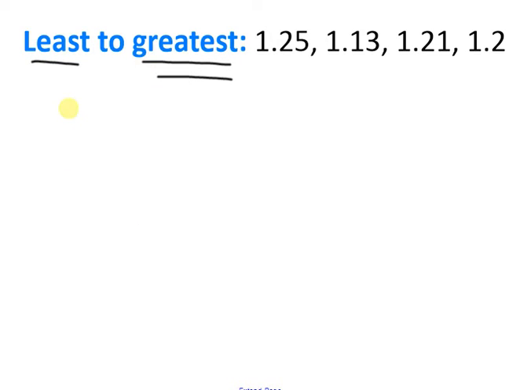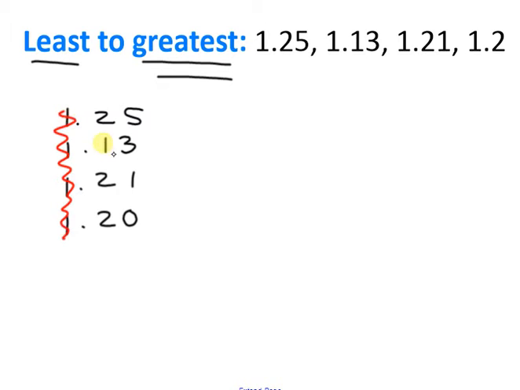So the first thing I'm going to do is I'm going to line them up over here. So I have 1.25, 1.13, 1.21, and 1.2. And I'm going to add a 0 at the end of this one. All right, so all of them start with a 1, okay? Then I'm going least to greatest, so I have a 2, a 1, a 2, and a 2. So I know for sure that this is going to be the first one, 1.13, okay? So I'm going to cross it out here. So the rest of them have 2's.